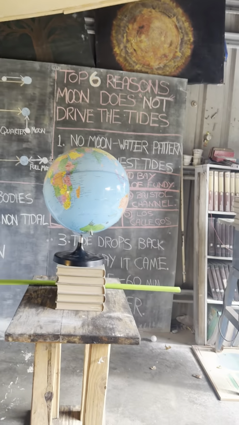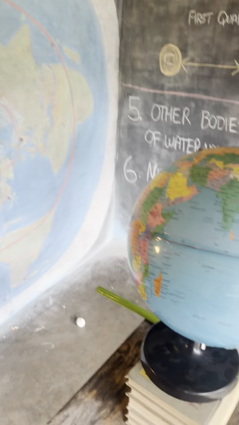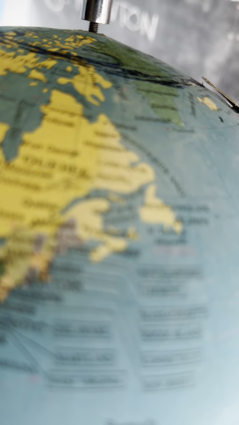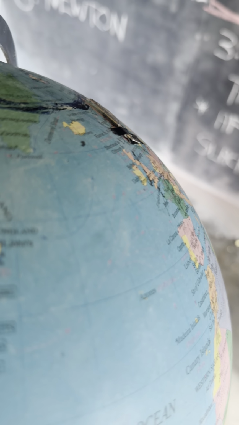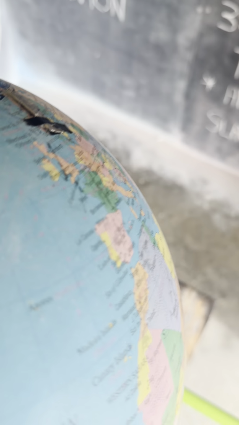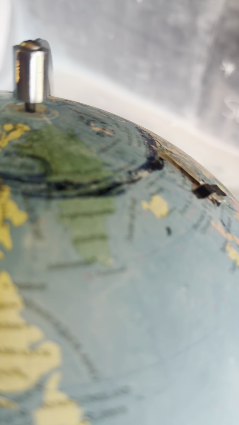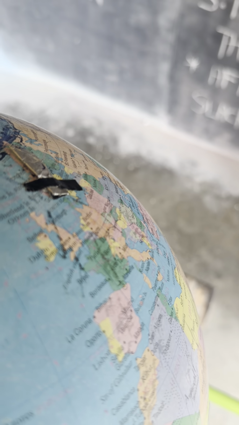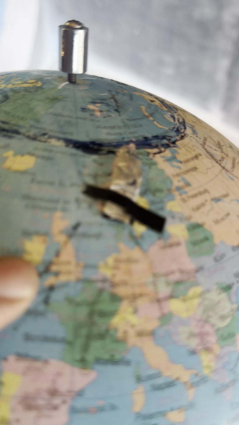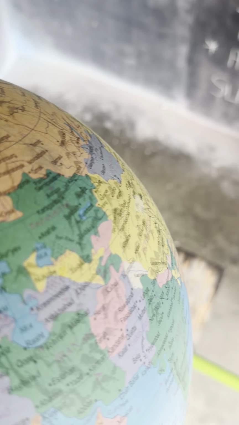The four highest tides on Earth are Ungava Bay, Nova Scotia. Ungava Bay. No, the Bay of Fundy, sorry. The Bay of Fundy, Nova Scotia. Ungava Bay in Quebec. Number 2 on the list. The Bristol Channel in the UK. The third highest tide on Earth.